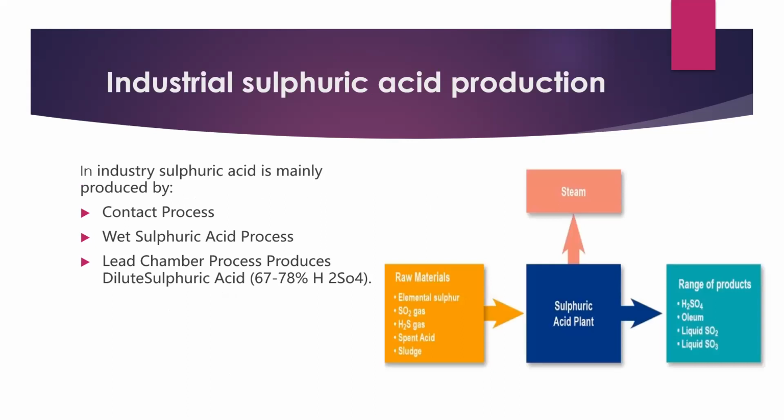Next, industrial sulfuric acid production. In industry, sulfuric acid is mainly produced by the contact process and the wet sulfuric acid process. The lead chamber process produces dilute sulfuric acid, 67 to 78% H2SO4. A sulfuric acid plant's range of products: H2SO4, liquid SO2 and liquid SO3. Raw materials: elemental sulfur, SO2 gas, H2S gas, spent acid and sludge.